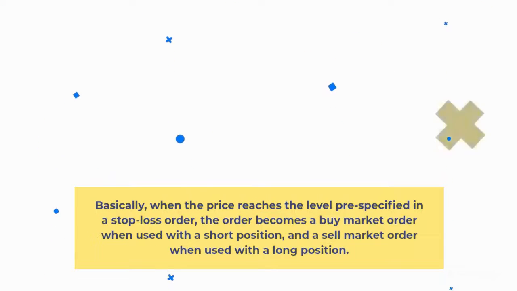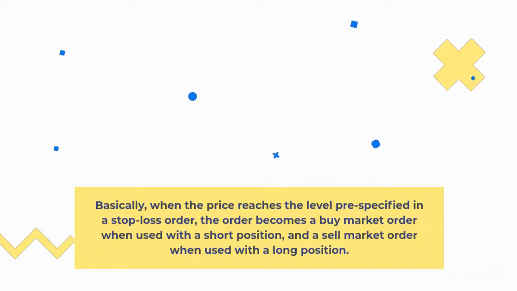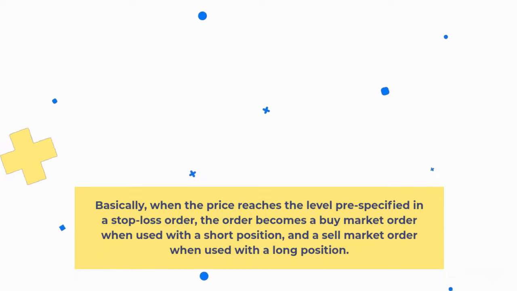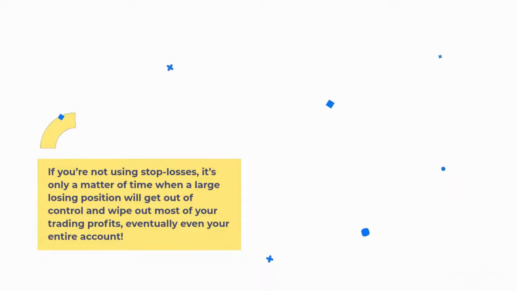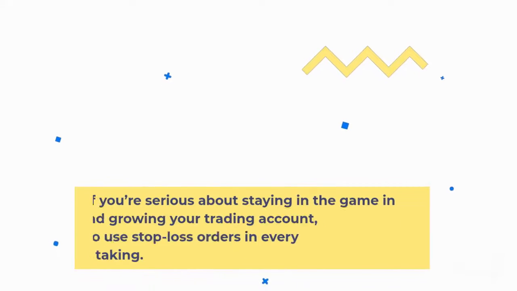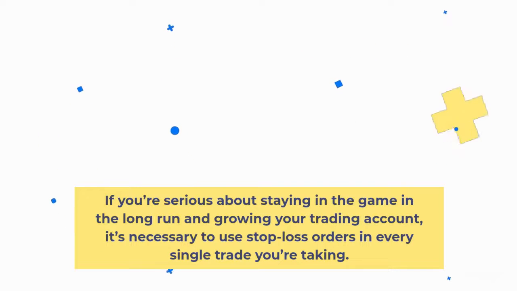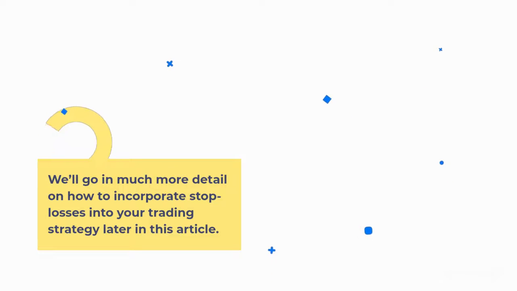Basically, when the price reaches the level pre-specified in a stop-loss order, the order becomes a buy market order when used with a short position, and a sell market order when used with a long position. If you're not using stop-losses, it's only a matter of time before a large losing position gets out of control and wipes out most of your trading profits, eventually even your entire account. If you're serious about staying in the game in the long run and growing your trading account, it's necessary to use stop-loss orders in every single trade you're taking. We'll go into much more detail on how to incorporate stop-losses into your trading strategy later in this article.